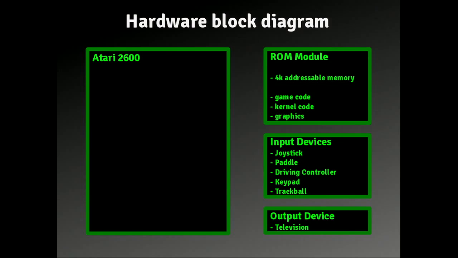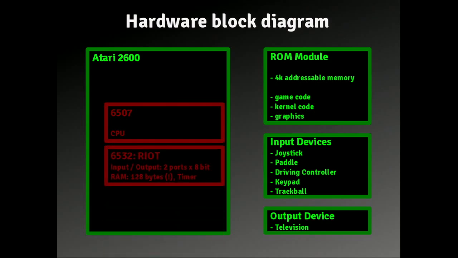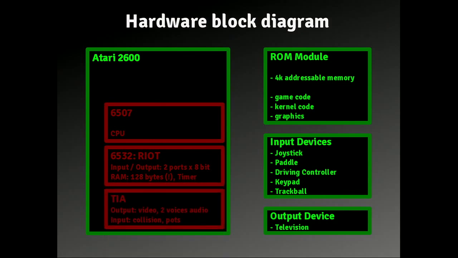So inside the Atari we have the CPU, which is a 6507, the little brother of the 6502. You've got a one-chip set, which is called the RIOT. It consists of input-output ports, a timer, and RAM. So the RAM isn't a dedicated chip, it's just inside that RIOT chip. And we've got the television interface adapter, which is for the output of the audio and video, and also does some of the input.